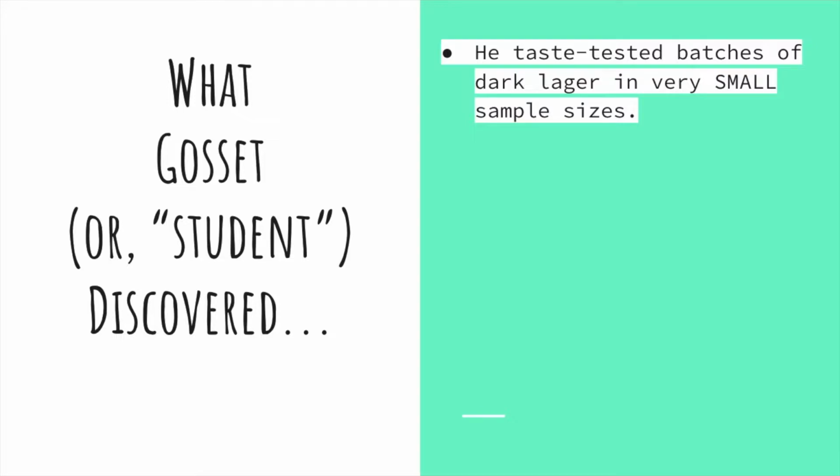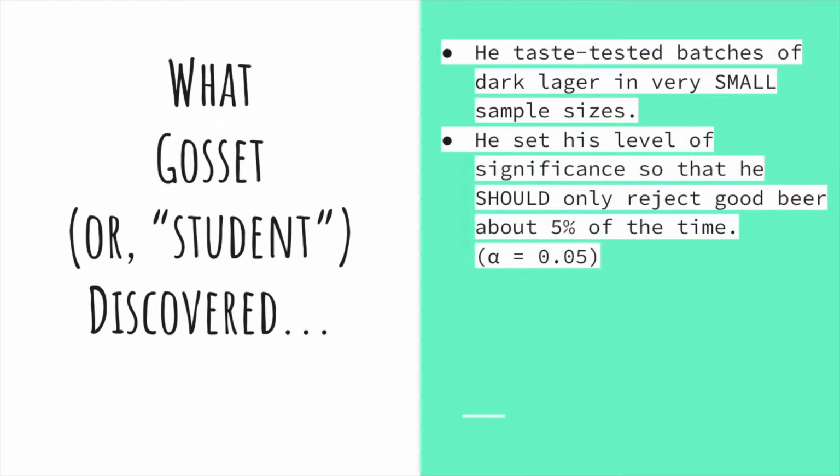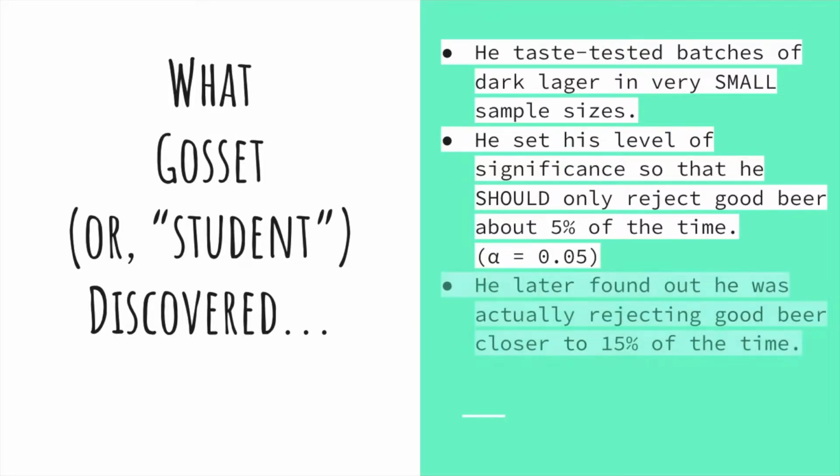At his job, he taste tested batches of dark lager in very small sample sizes. He set his level of significance, his alpha, so that he should only be rejecting good beer about 5% of the time. So he set his alpha at 0.05, so his probability of a type 1 error, which is rejecting good beer, should happen 5% of the time. But he later found out that he was actually rejecting good beer closer to 15% of the time.